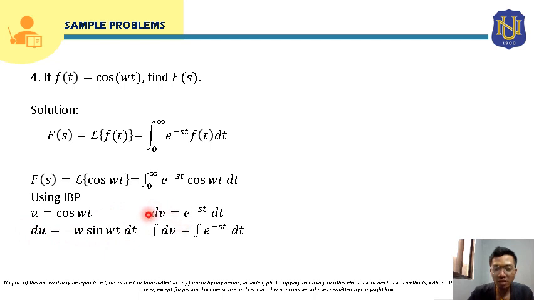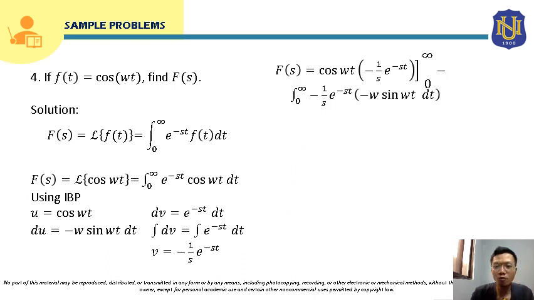Now we are going to integrate both sides. The integral of dv is equal to the integral of e raised to negative st dt. The integral sign and the d will just cancel, so v is equal to the integral of e raised to negative st dt, which is negative 1 over s times e raised to negative st. Now we will substitute the values of u, du, dv, and v in our formula for integration by parts.